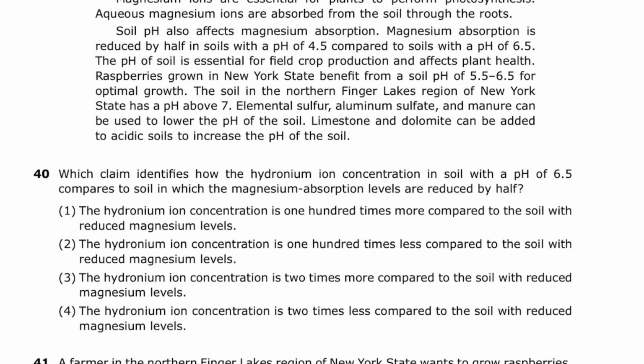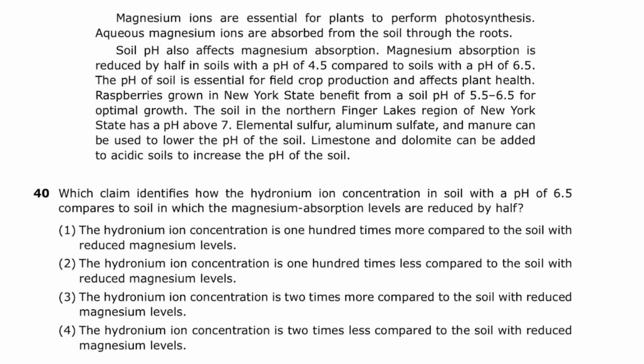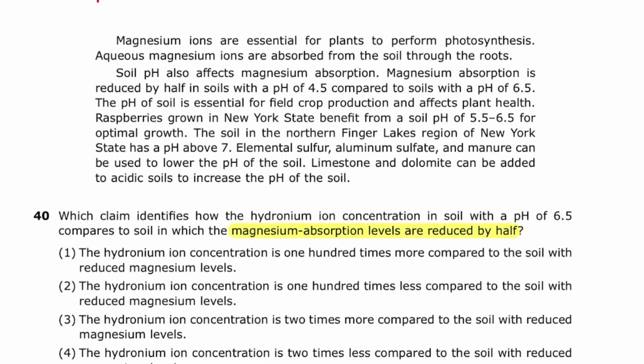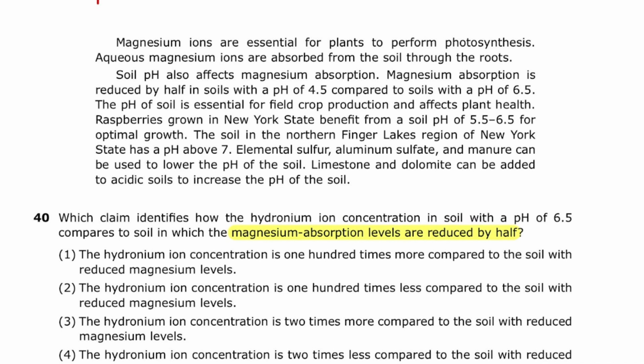But question 40 says, which claim identifies how hydronium ion concentration in soil with a pH of 6.5 compares to soil in which the magnesium absorption levels are reduced by half? First thing I want to do is figure out what is the pH of the soil with magnesium absorption levels that are reduced by half. If we go to the passage, it states that magnesium absorption is reduced by half in soils with a pH of 4.5 compared to soils with a pH of 6.5.